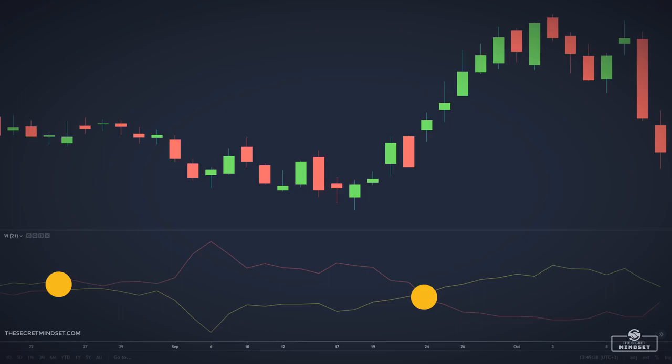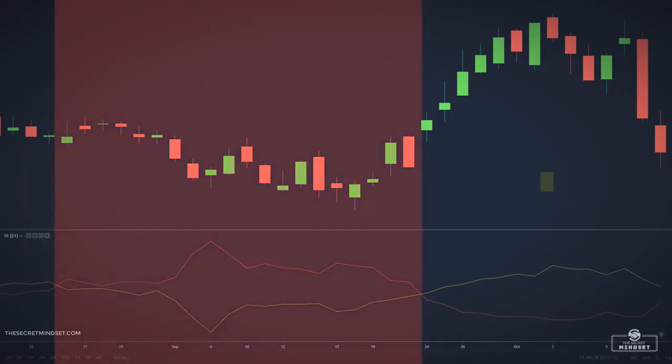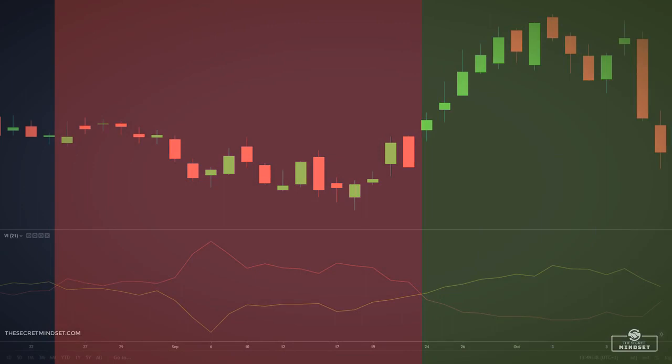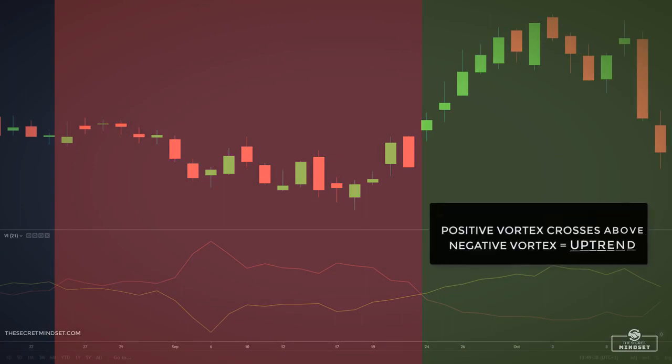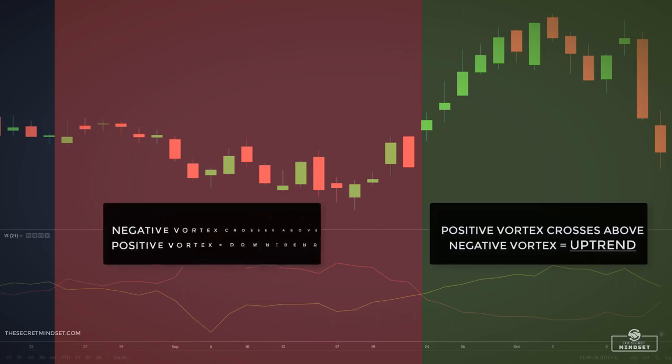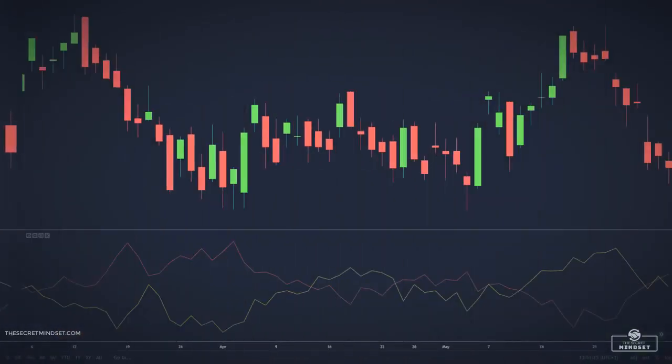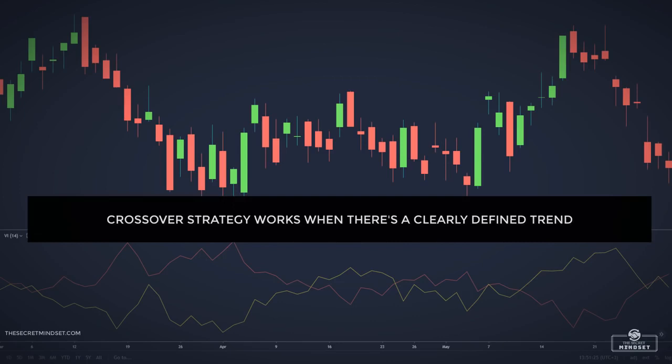So the simplest signals the indicator generates are crossovers between the positive trend movement and the negative trend movement. When the positive vortex crosses above the negative vortex, the trend is up, and if the negative vortex crosses above the positive vortex, the trend is down. The crossover strategy works perfectly when there is a clearly defined trend.